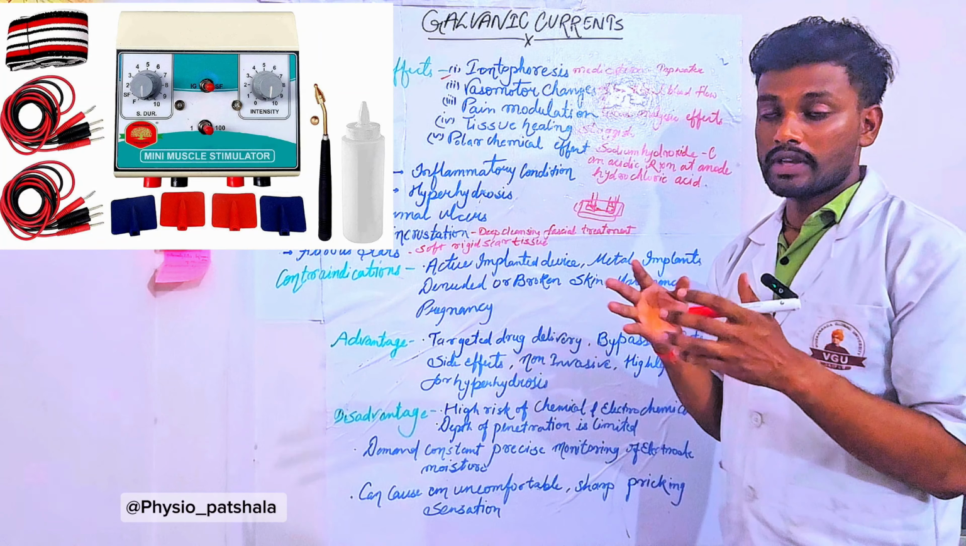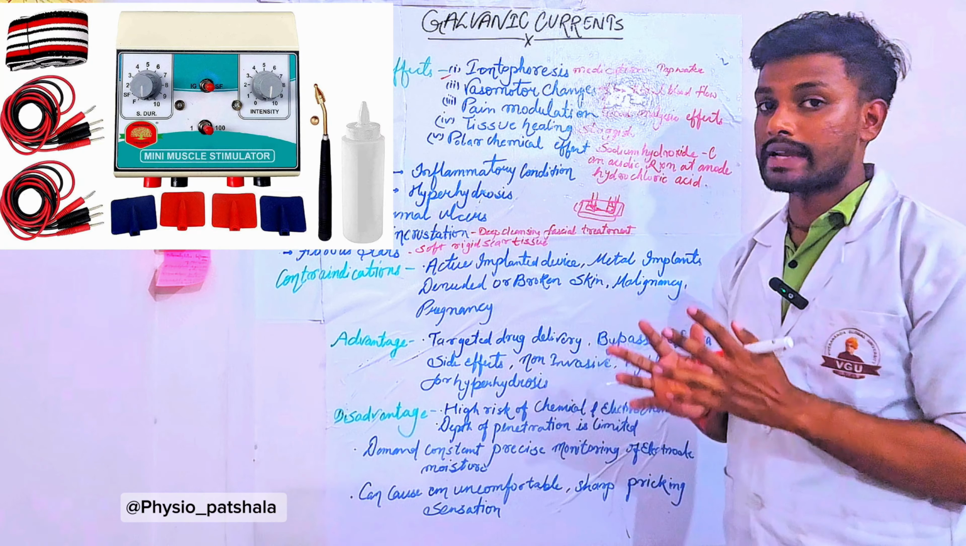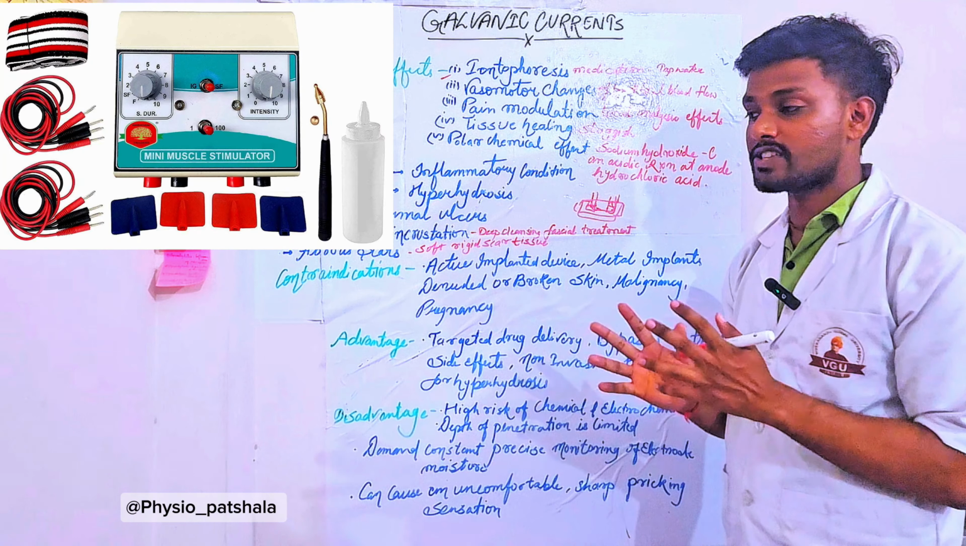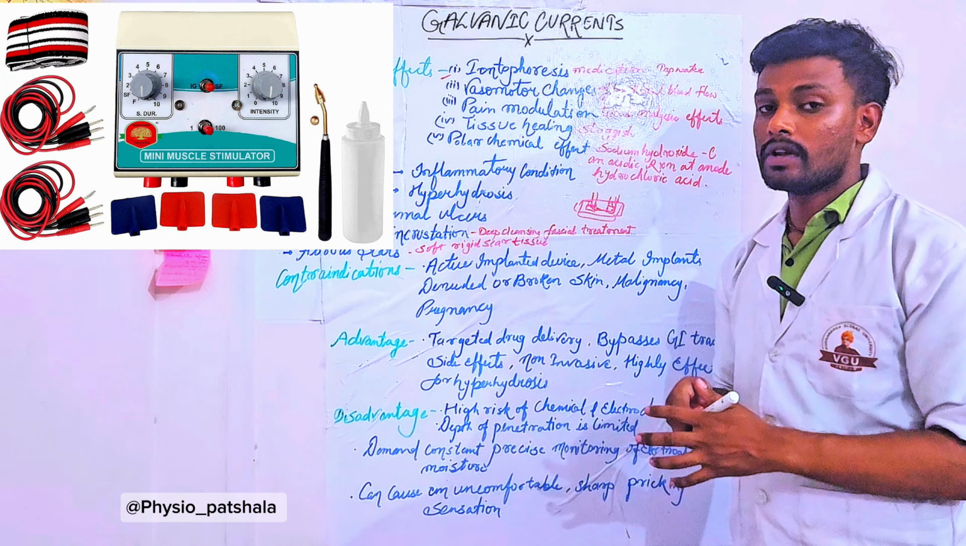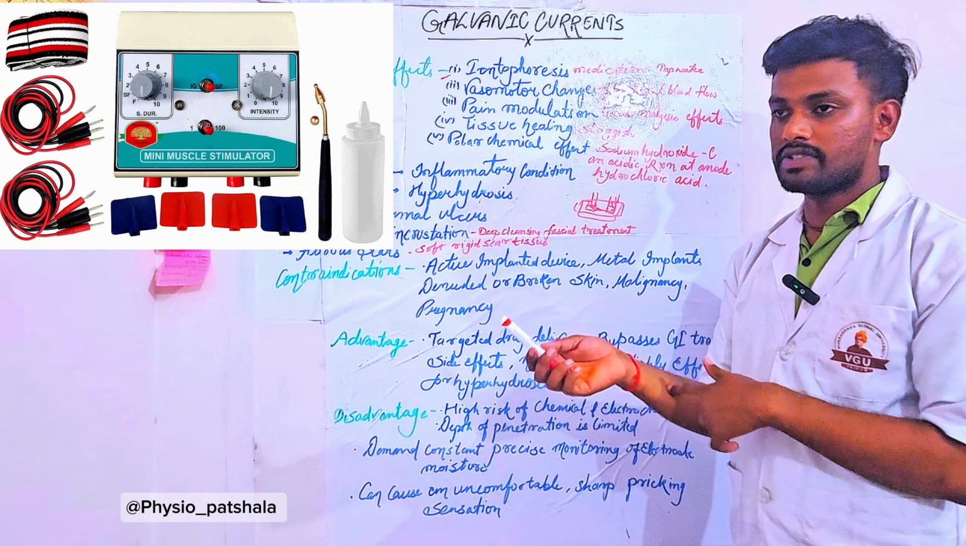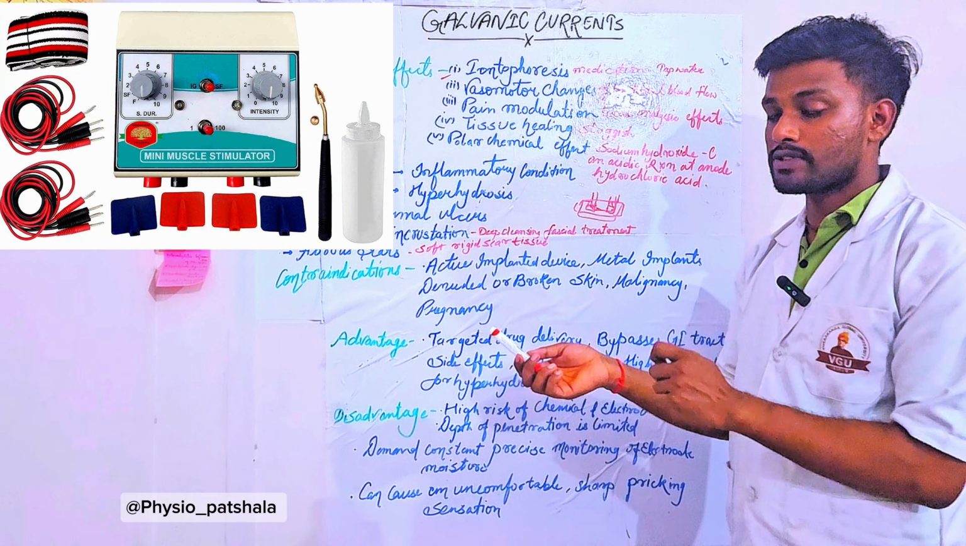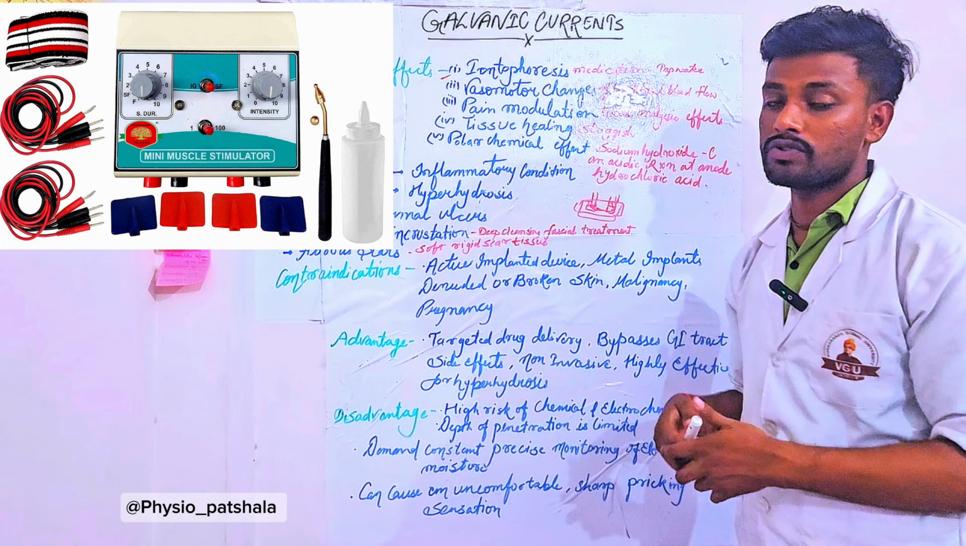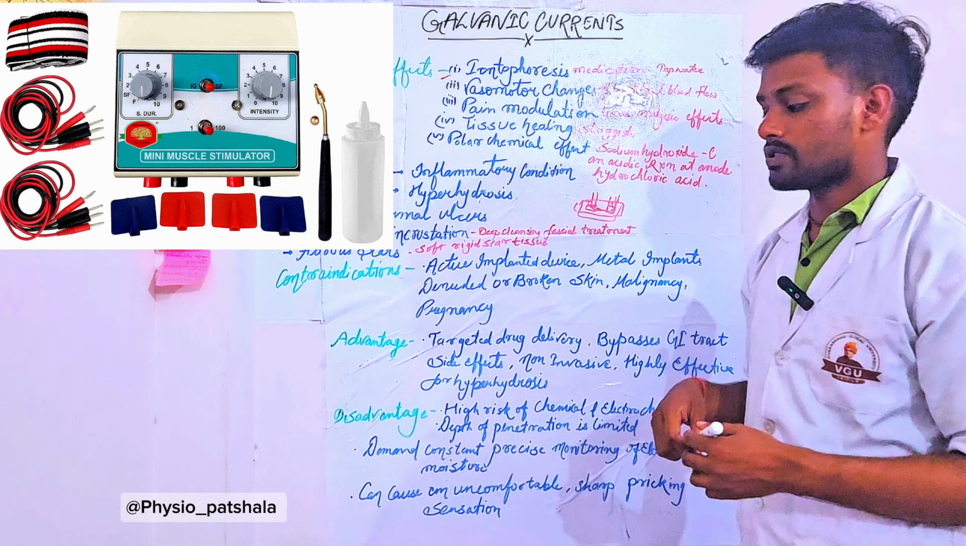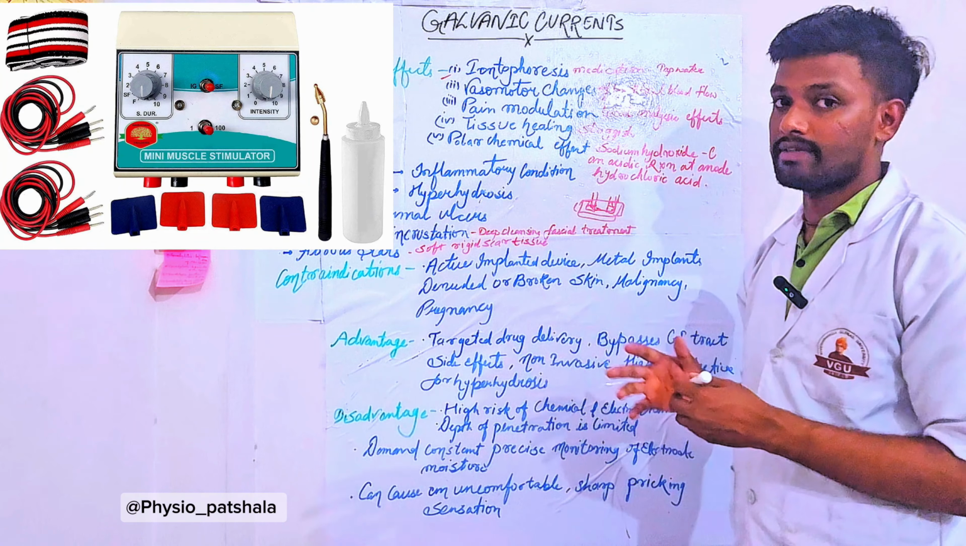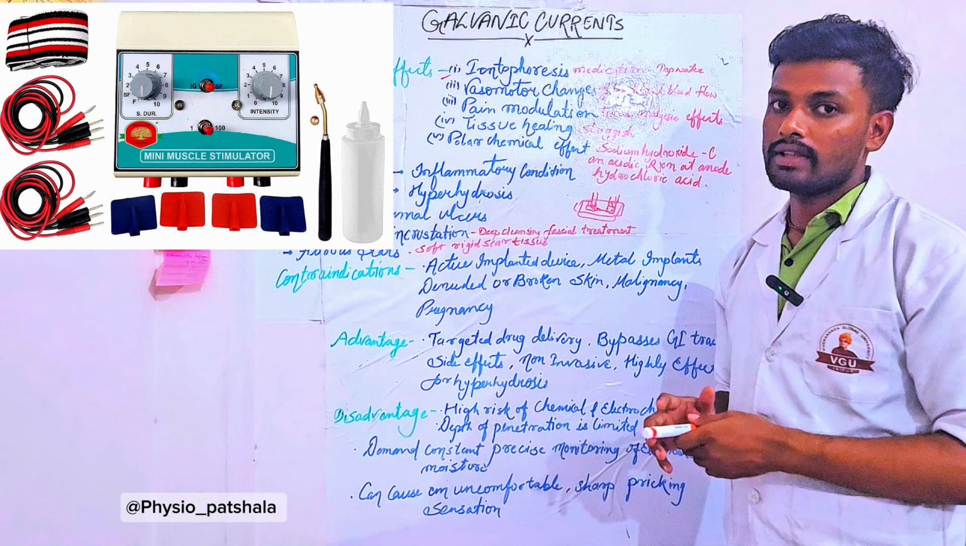Also, in new research and hospital practice, many practitioners use an invasive method, needling inside the body, where the electrode stimulates the deep muscle or deep tissue for muscle re-education. So those are the disadvantages of the galvanic current. That is all for today. Thank you.